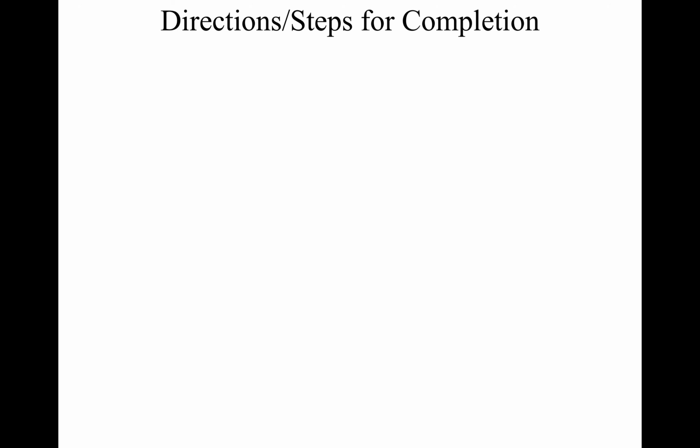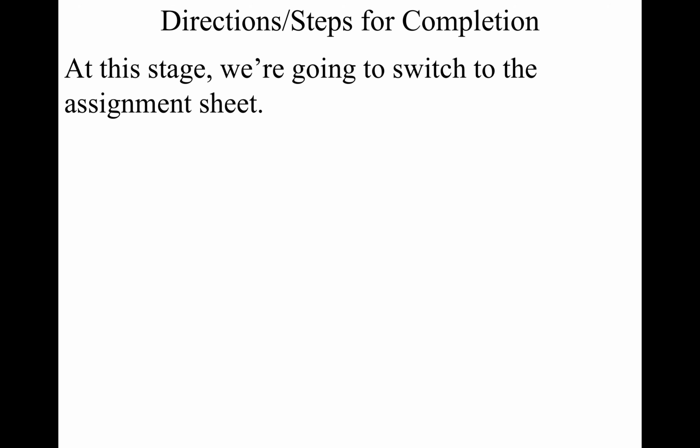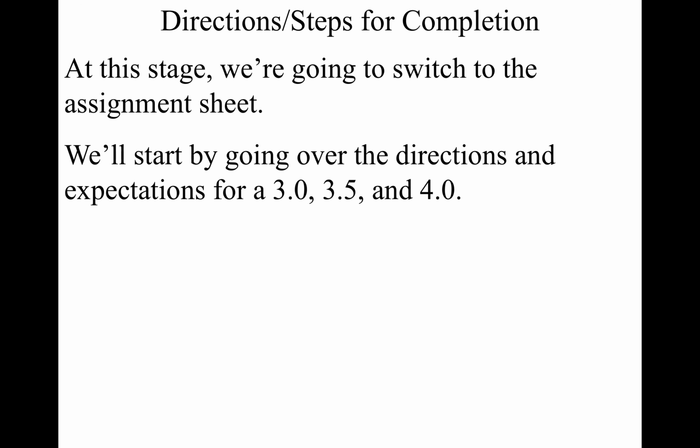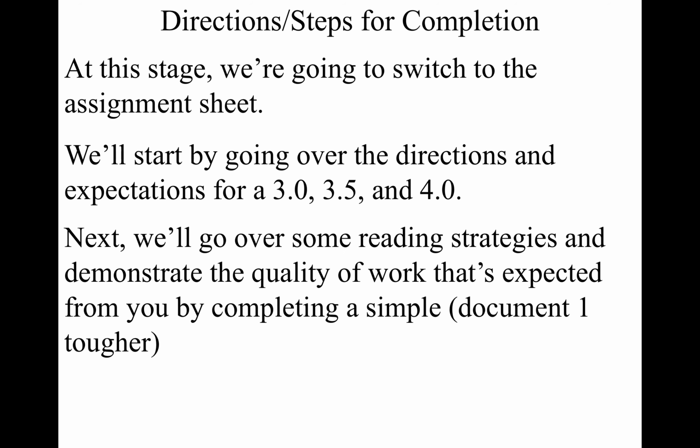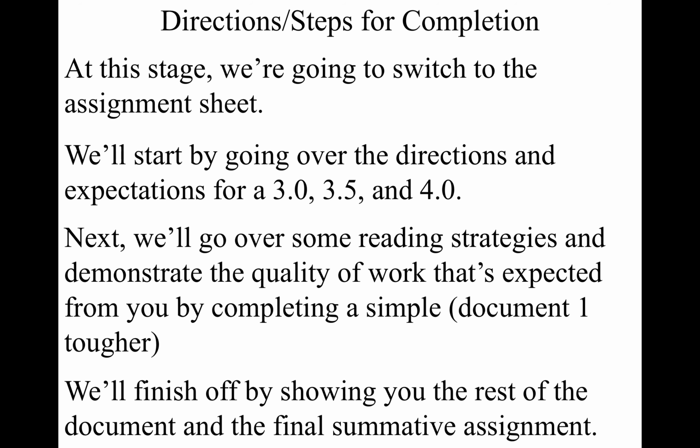So at this point, let's take a look at the directions and steps for completing this assignment. At this stage, we're going to switch to the assignment sheet. We'll start by going over the directions and expectations for a 3, 3.5, and a 4. Next, we'll go over some reading strategies and demonstrate the quality of work that's expected from you by completing a sample, in this case, document 1, which is kind of tougher. And then we'll finish off by showing you the rest of the documents and the final part of the assignment at the end.